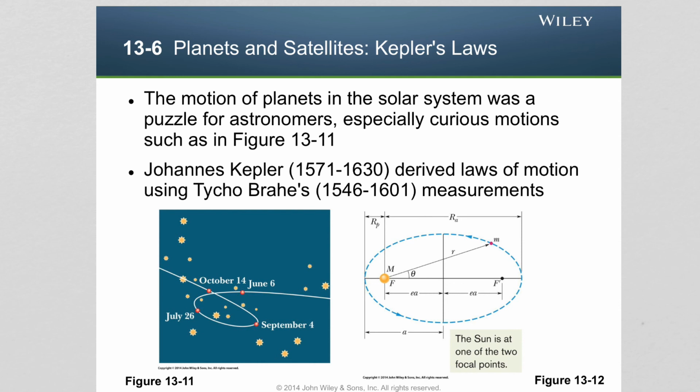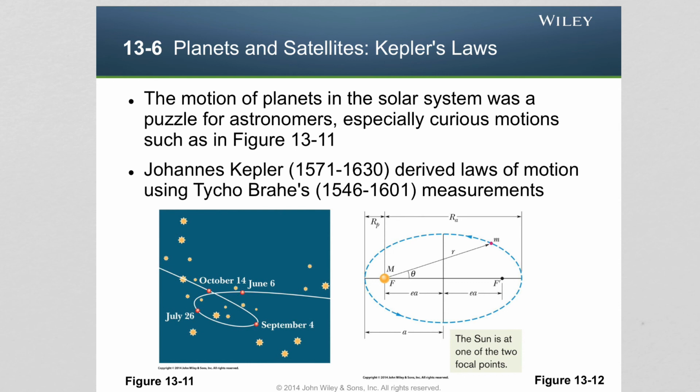The so-called loop-the-loop motion of Mars, shown in the figure here, was particularly baffling for astronomers. Johannes Kepler, after a lifetime of study, worked out the empirical laws that govern these motions. Tycho Brahe, the last of the great astronomers to make observations without the help of a telescope, completed the extensive data from which Kepler was able to derive the 3 laws of planetary motion that now bear Kepler's name. And later, Newton showed that his law of gravitation leads to Kepler's laws as well.